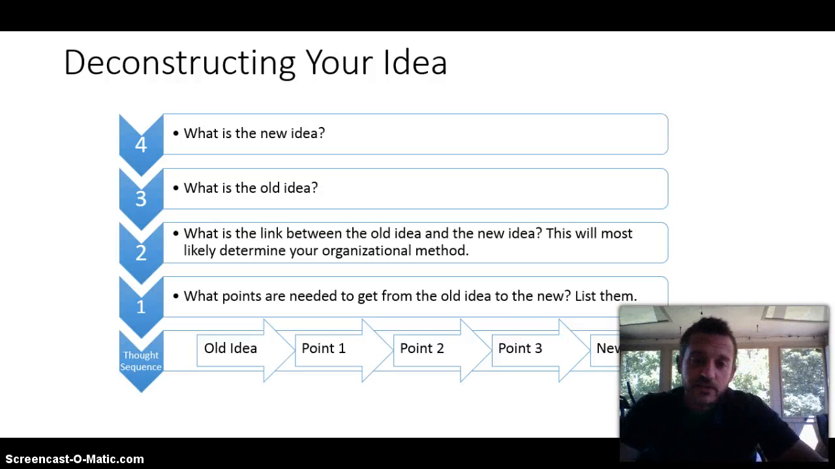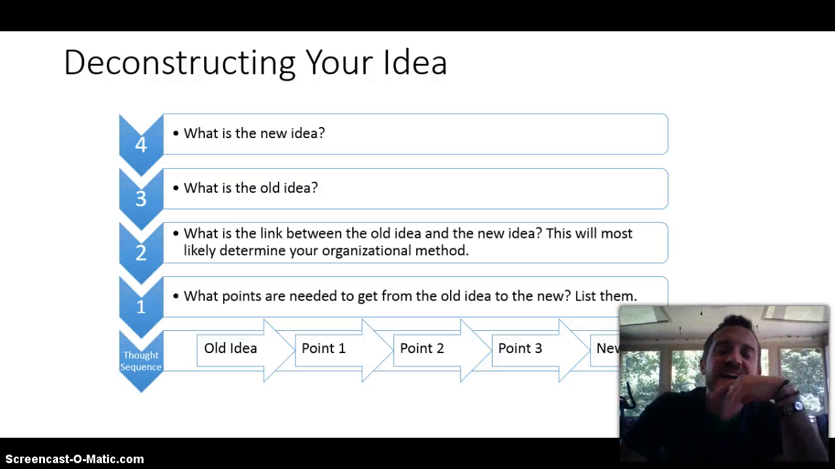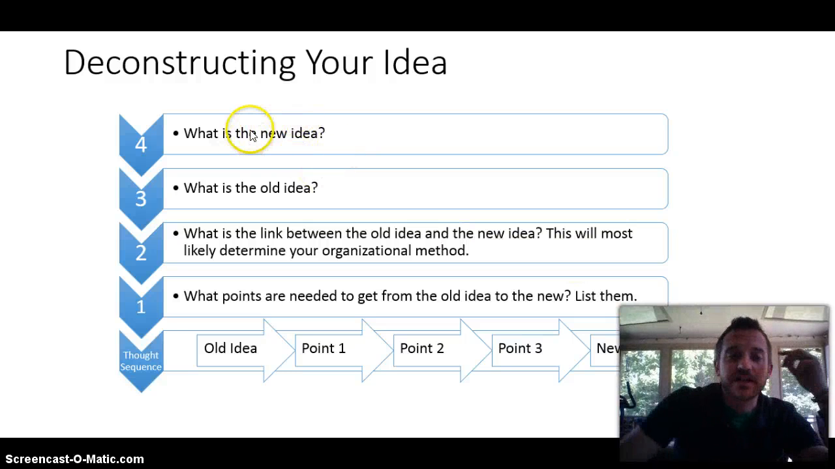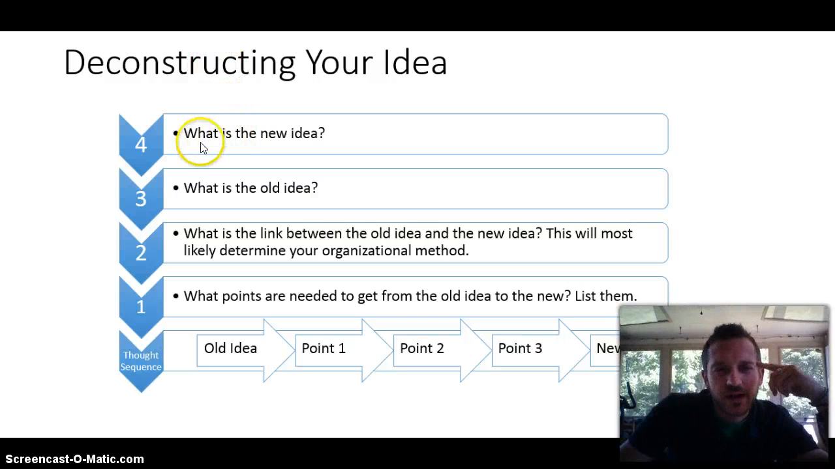So, deconstructing your idea. This is an activity that, if you feel like you're getting stuck, you should do. Think about, conceptualize: what is your new idea? What is the point or concept you're exploring or arguing for? Okay, what is the old idea?